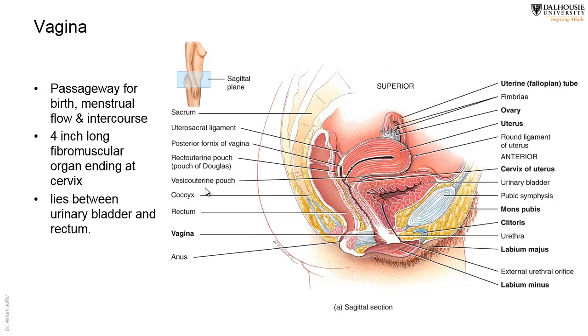Now let's deal with the other part of the female reproductive system, that's the vagina, and this is a passageway for birth, intercourse, and menstrual flow. It's about 10 centimeters in length, and it's a fibromuscular organ ending here at the cervix. As I said, the cervix projects into the vagina. So you can see this is a space here. There's a part of the vagina that surrounds the cervix, okay? Because the cervix projects into the vagina.